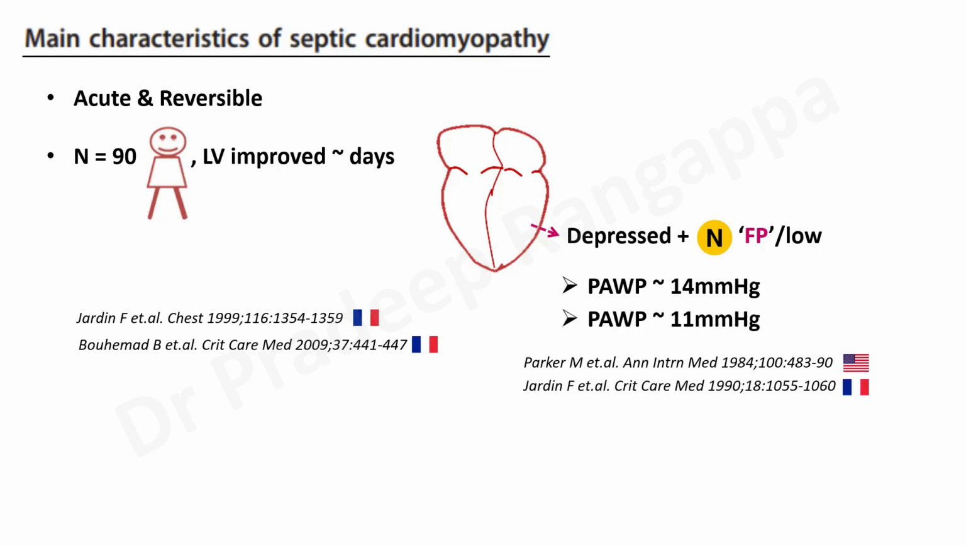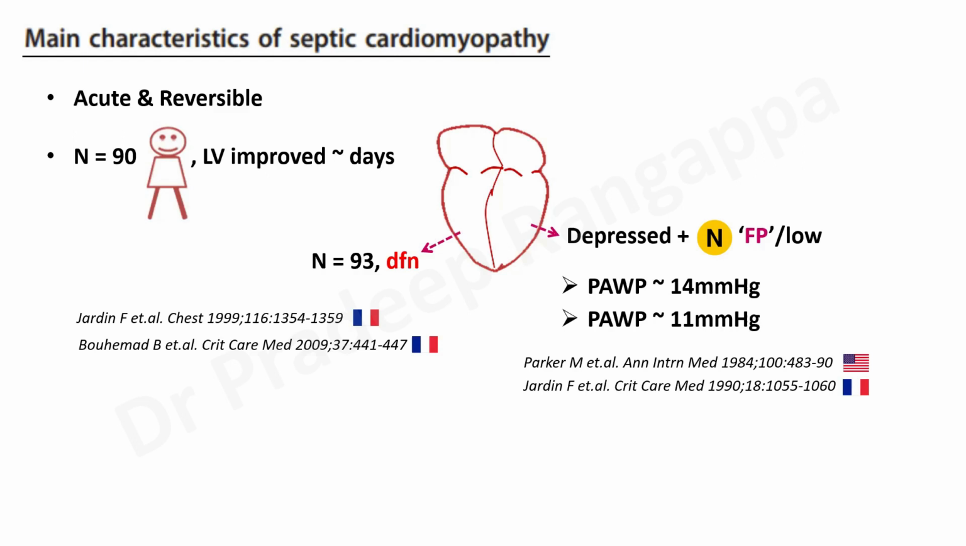And this was another study by France where they showed that the pulmonary artery wedge pressure was only 11 millimeters of mercury, and that was also not very high. So all in all, showing that the filling pressures are normal or near normal in patients with septic cardiomyopathy.